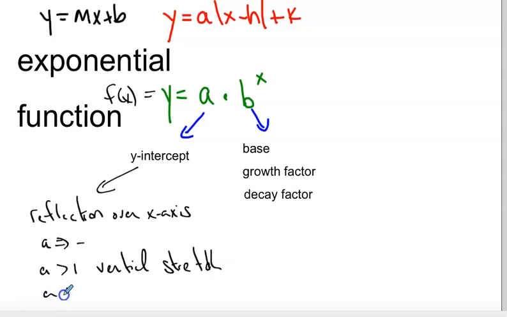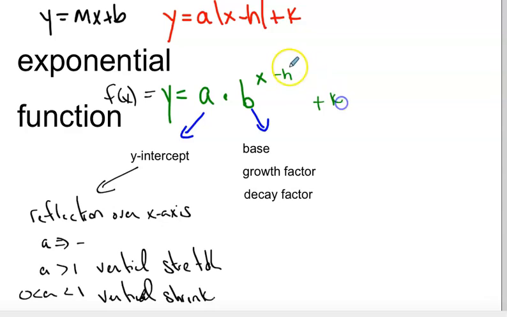And if a is between 0 and 1, then we said it was a vertical shrink. All right, and again, we're going to exclude the h and k values, but if there was a minus h and a plus k here, h would still be the horizontal shift right or left, and k would still be the vertical shift up or down. But we're not going to get that crazy.